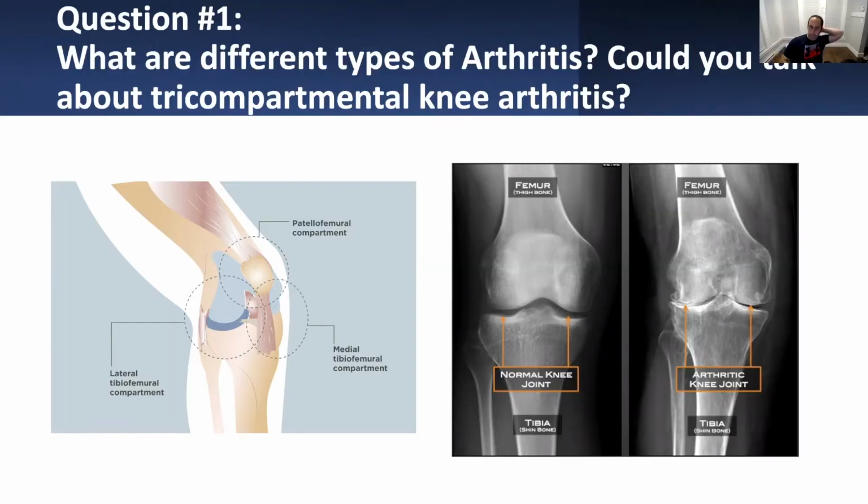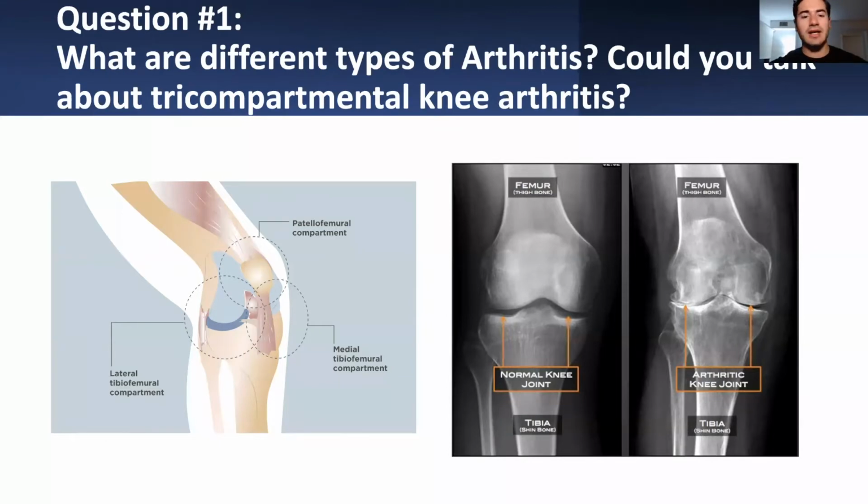Question we got: what are the different types of arthritis? And can you talk about tricompartmental knee arthritis? So go ahead, Ben, and I'll chime in as needed. Sure. So maybe I'll address the images that we see here. We'll address tricompartmental knee osteoarthritis.